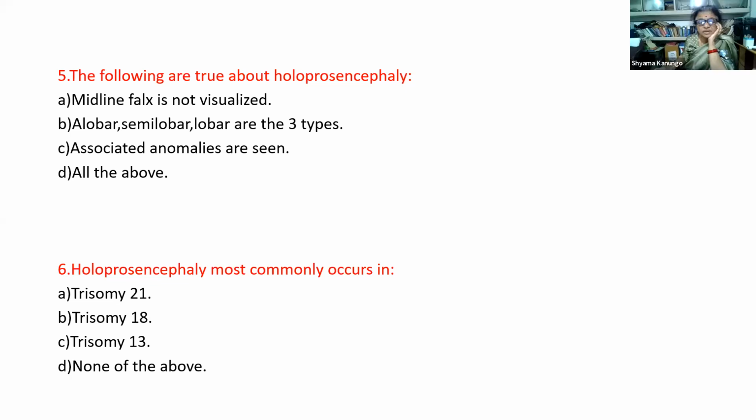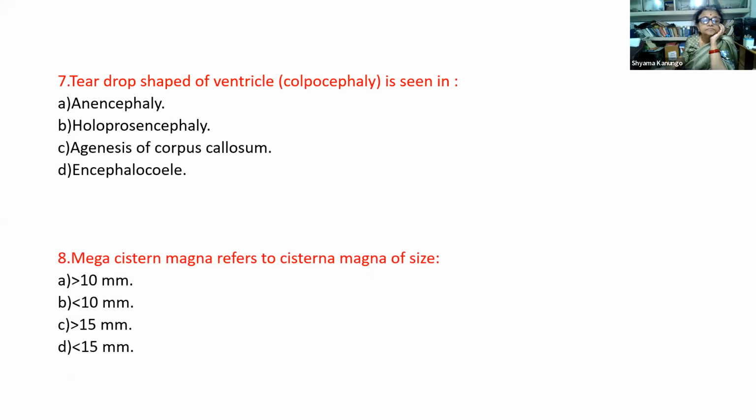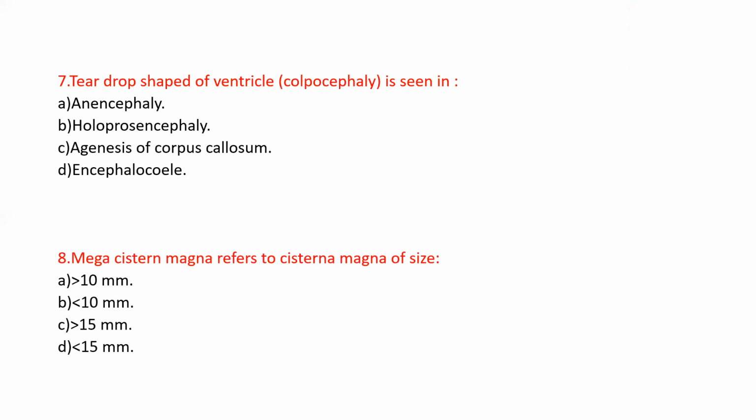Okay, question number 7. Teardrop shape of the ventricle, that is colpocephaly, is seen in anencephaly, holoprosencephaly, agenesis of corpus callosum, or encephalocele. Agenesis of corpus callosum. Correct.